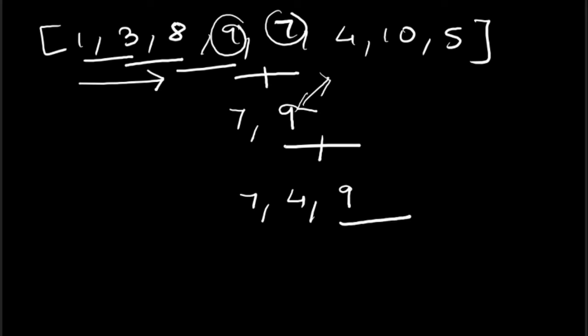Again we will check with 9 and 10. So this is in correct order. So there is no change. At last we will check with the 10 and 5. So 10 and 5, here we are again getting an issue, a conflict. So we will swap.